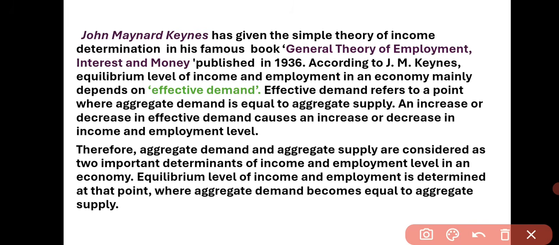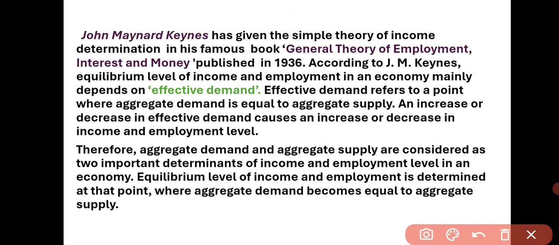The equilibrium level of income and employment in an economy mainly depends on effective demand, and effective demand refers to a point where aggregate demand is equal to aggregate supply. We have already discussed the concepts of aggregate demand and aggregate supply in our channel, so please go through that topic for clear understanding. Effective demand refers to a point where aggregate demand is equal to aggregate supply. AD is equal to AS. That is the point of effective demand.